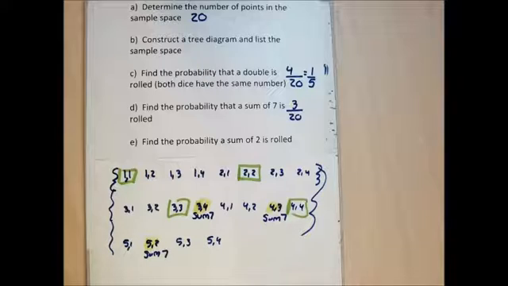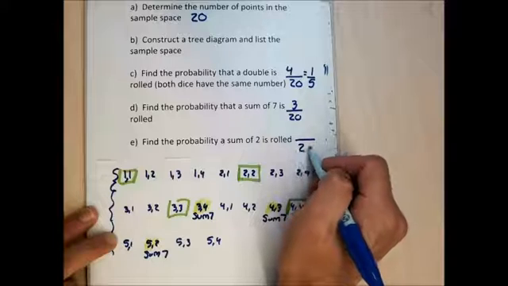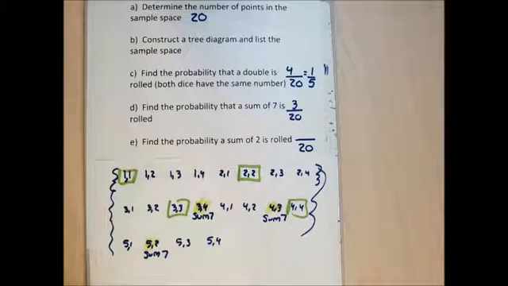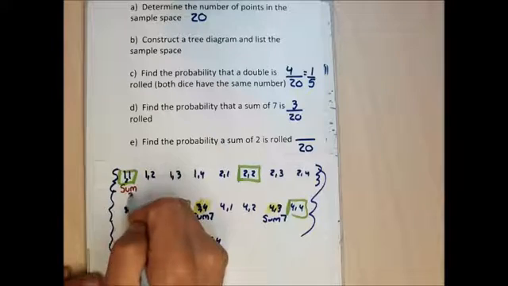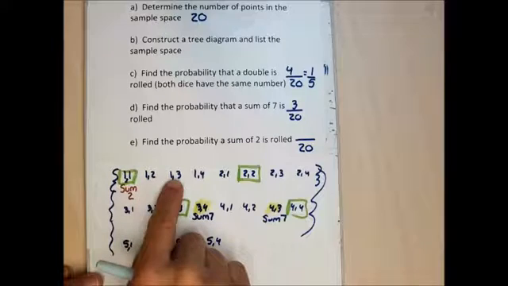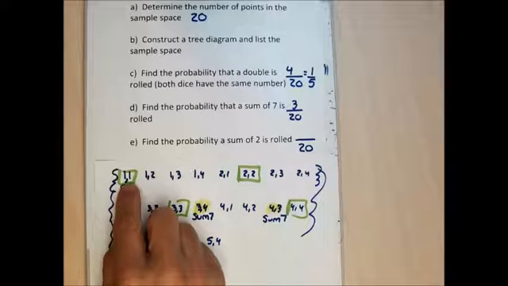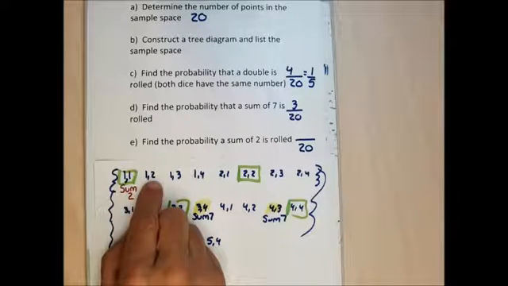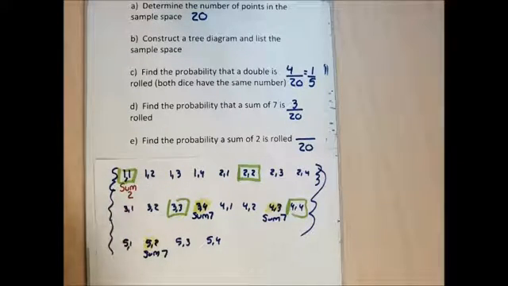For part E, to find the probability that a sum of 2 is rolled, the denominator is going to be 20. The numerator is going to be any elements in my sample space where I add up the dice and I get a 2. This very first one here, 1 and 1, the sum is 2. And then anything after this, 1 and 2, the sum is 3, 1 and 3, the sum is 4. The only possibility of getting a sum of 2 is getting 2 ones. Once one of the numbers is bigger than 1, then you can't. This is the only one where the sum is 2. So the numerator of this fraction is going to be 1, and the answer is going to be 1 in 20.